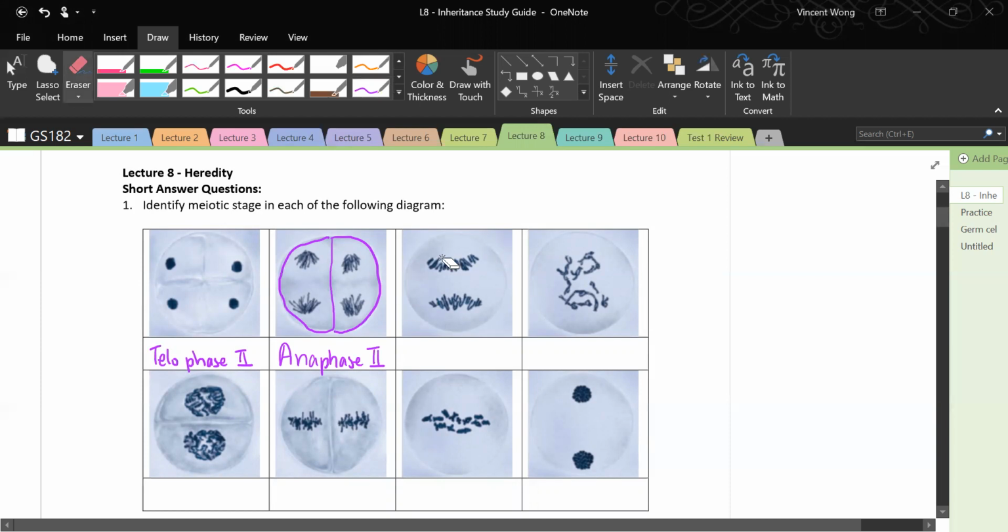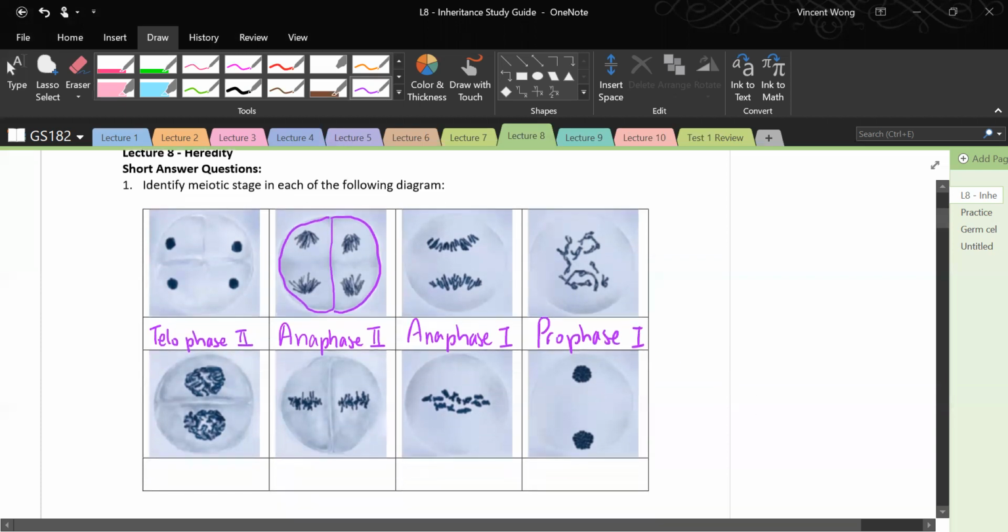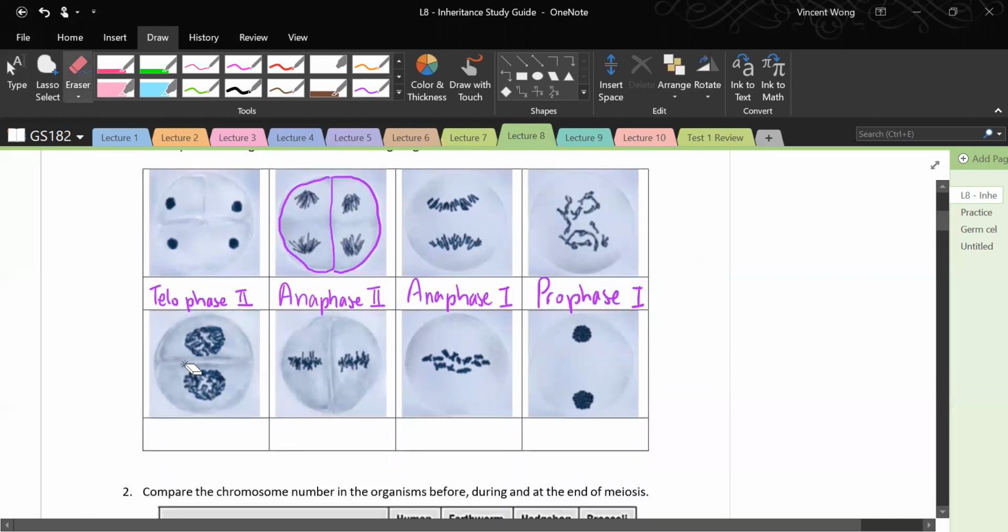This is one single cell, and the chromosomes are being pulled to the opposite end. And so this is anaphase 1. Chromosomes are still in the middle. We see only one single cell. So that would be prophase 1. Over here, we have a cell that is dividing. And you can see the chromosomes are kind of going back into the nucleus. That would be telophase 1.